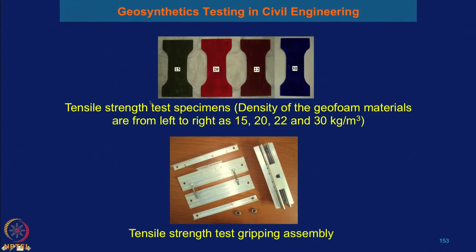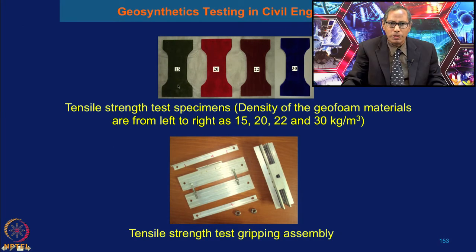Next, I will show you the different types of specimen. You can see these are samples of different densities: this one is 15, this one is 20, this is 22 and this is 30. So, the tensile test specimens from left to right are 15, 20, 22 and 30 kg per meter cube.